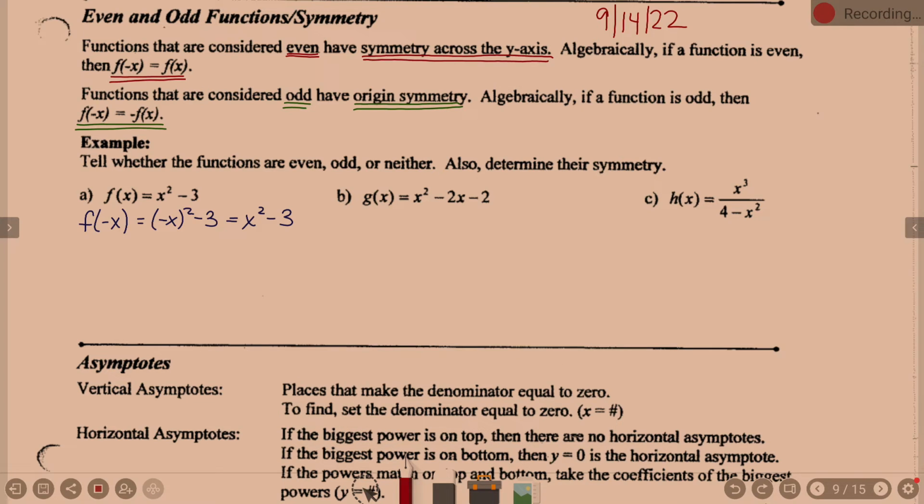Yeah. x squared minus 3 ended up equaling x squared minus 3. So algebraically, I don't have to go any farther because I just figured out that f of x equals f of negative x. Since they are equal, what do I know? This function is what? Even.